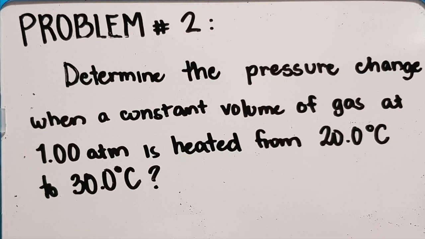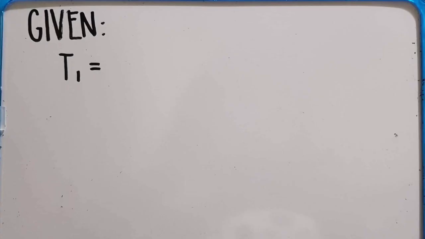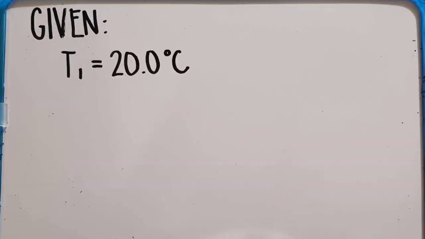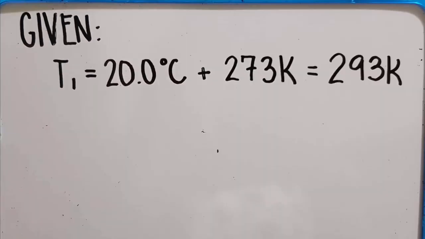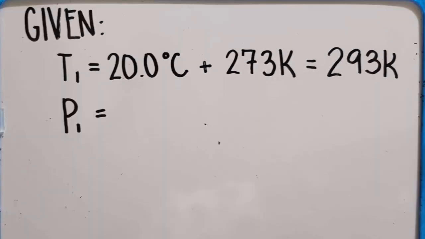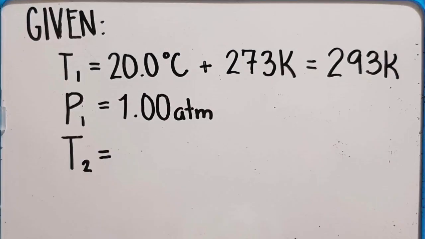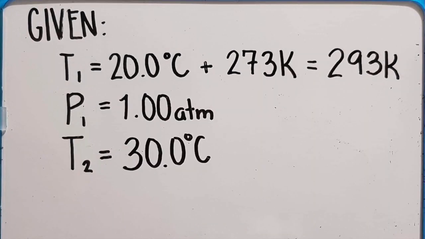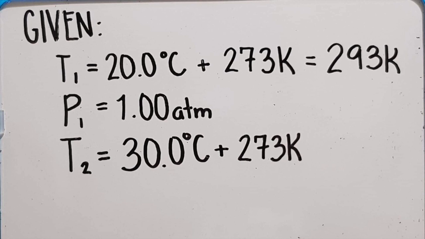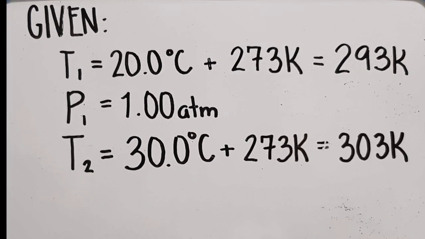Problem number 2. Determine the pressure change when a constant volume of a gas at 1 atmospheric pressure is heated from 20 degrees Celsius to 30 degrees Celsius. So the givens are initial temperature or T1 at 20 degrees Celsius, which will be converted to Kelvin, so it will be 293 Kelvin. P1 at 1 atmospheric pressure, and the final temperature or T2 at 30 degrees Celsius, which will be converted to Kelvin also, so it will be 303 Kelvin.